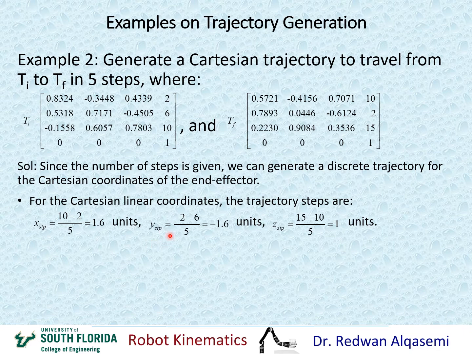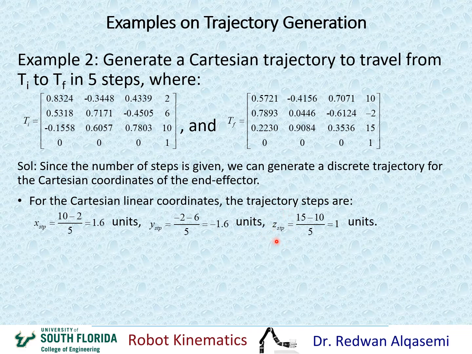For the y direction, I can find y step. Again, y final minus y initial. Y final in this case was -2 and y initial was 6. So that's -2 minus 6 divided by the number of steps, which is 5. And that gives me -1.6 units in the y direction.